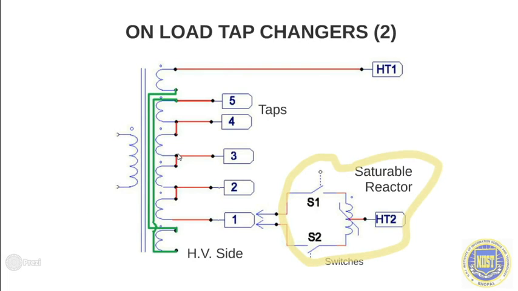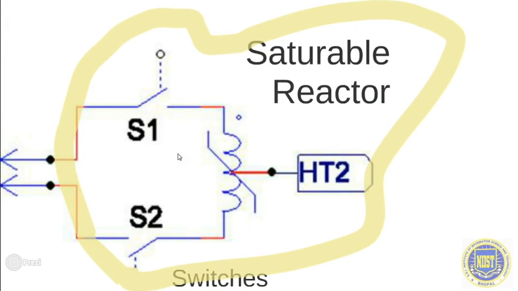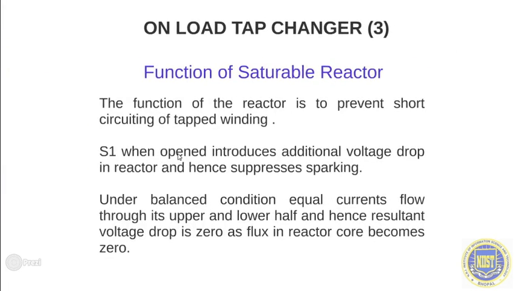If an on-load tap changer arrangement as shown in the figure is used, with a high voltage winding that has taps drawn out of it, then two contactors are generally used to make or break a contact along with two switches and a saturable reactor. Now this switch and saturable reactor assembly is an essential part of this tap changer, because it's just because of this saturable reactor that the obvious drawbacks of tap changing are well taken care of.